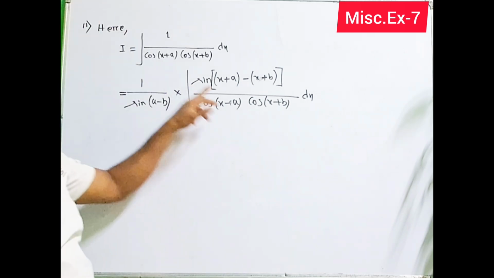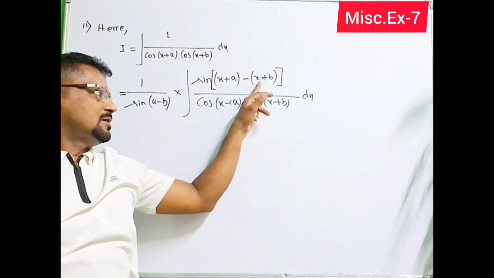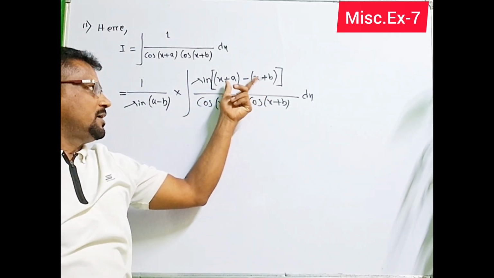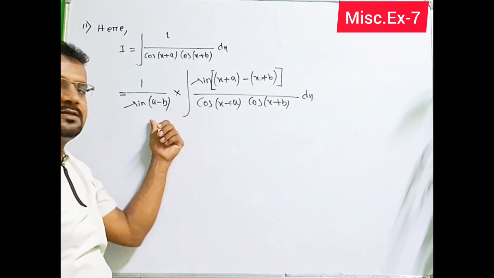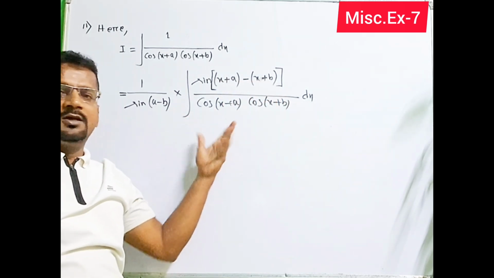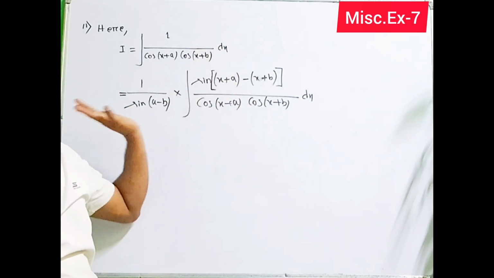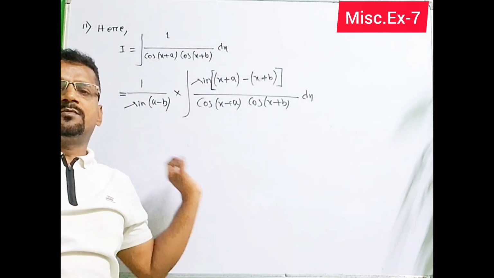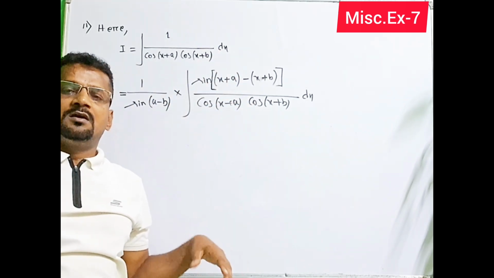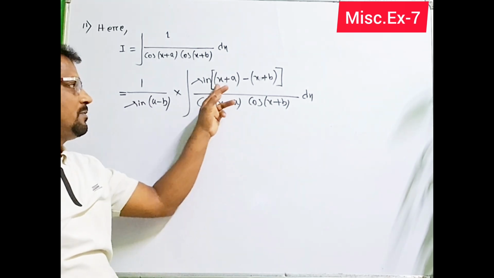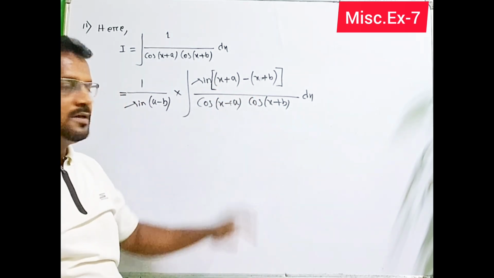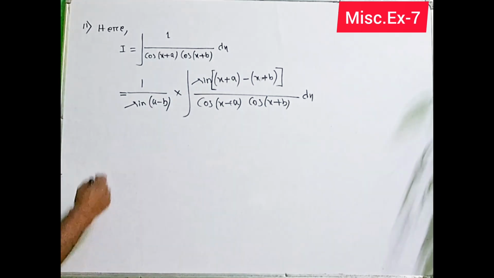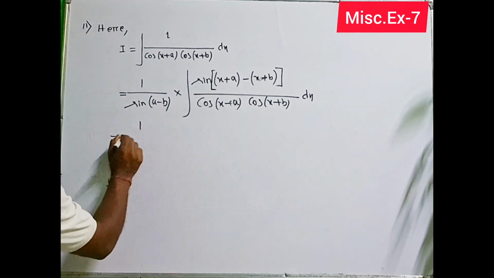What's the arrangement? You see, sine of x plus a minus x plus b. And if you open the bracket, x cancels out, a minus b will come. And here it is 1 by sine of a minus b. It will be cancelled out, meaning it is already balanced. This system only you have to remember. After that, as usual, you will apply the sine of x minus y formula. Then you will divide by this. Let us go in that way.